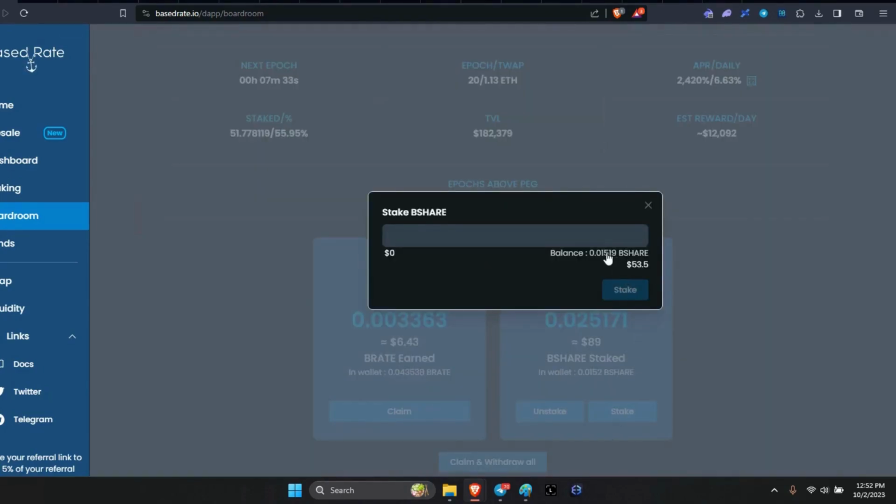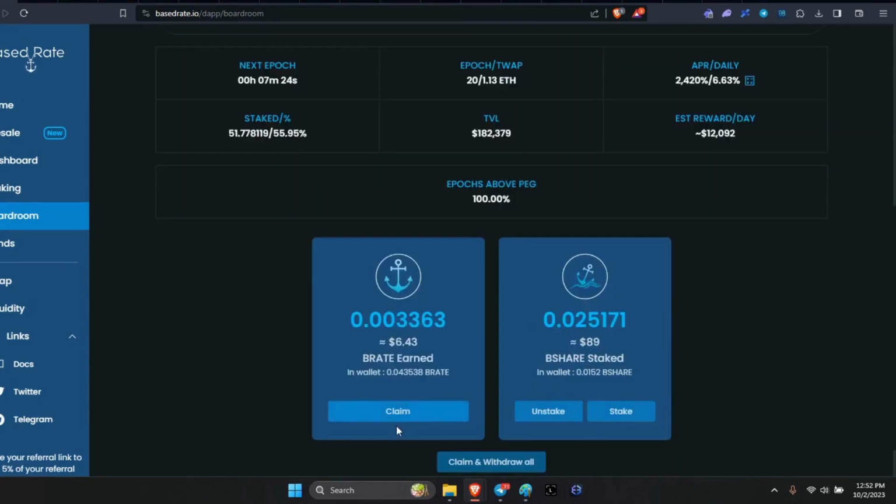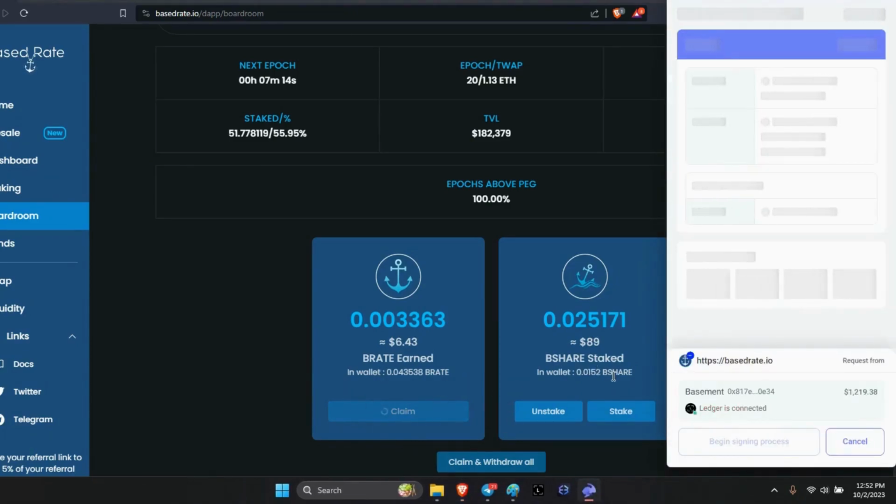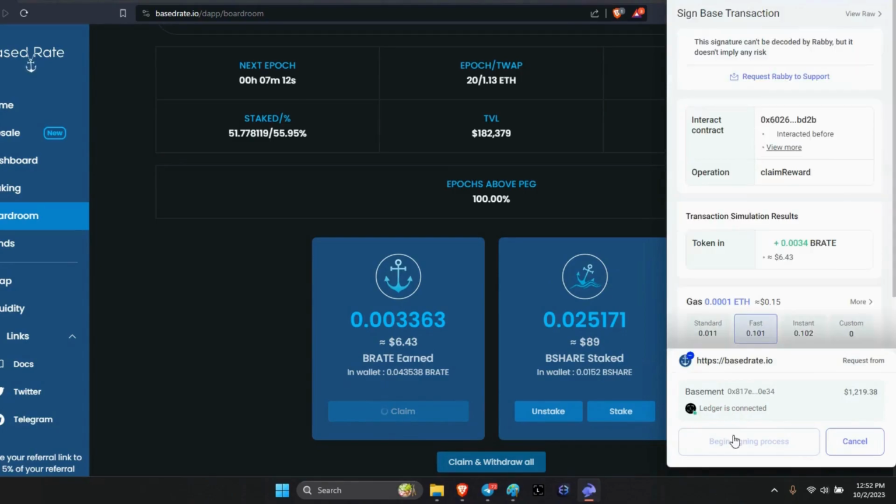Then, I have some B share here. I can go ahead and take this B share here, the $53, and stake that if I chose to. I haven't done my claim. And then, like I stated, once you click claim, so if I claim the $6.34, 43 cents, it's going to reset my clock and you'll see the clock change. Right now, there is no clock. Let me get my ledger together here first, folks.